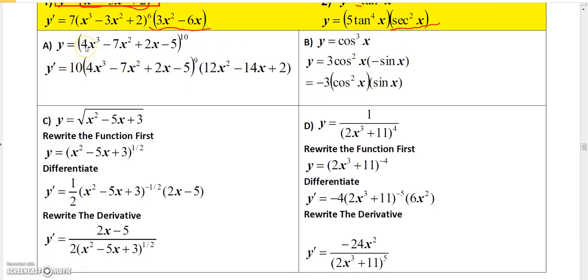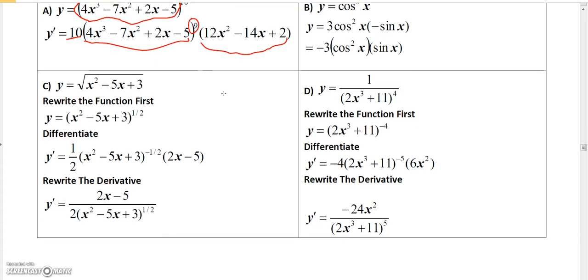So here we have a polynomial to the 10th power. When we take the derivative of a polynomial to the 10th power, we just write it as 10 times the polynomial to the 9th power using the power rule. But then we have to multiply by the derivative of this polynomial that's on the inside. That derivative would be 12x squared minus 14x plus 2. So we have to multiply by that derivative to get the final answer.